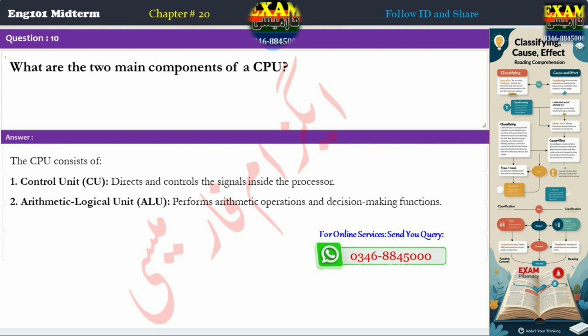Question 10. What are the two main components of a CPU? Answer. The CPU consists of 1. Control unit, CU. Directs and controls the signals inside the processor. 2. Arithmetic logical unit, ALU. Performs arithmetic operations and decision-making functions.